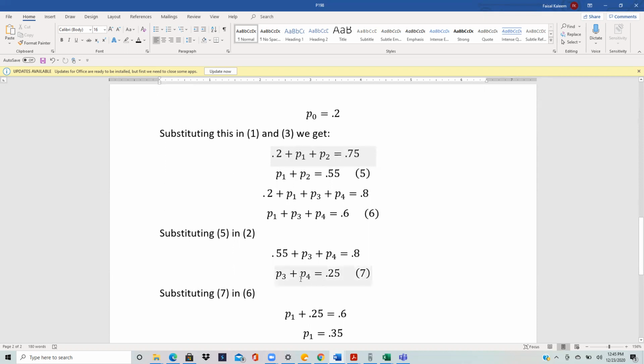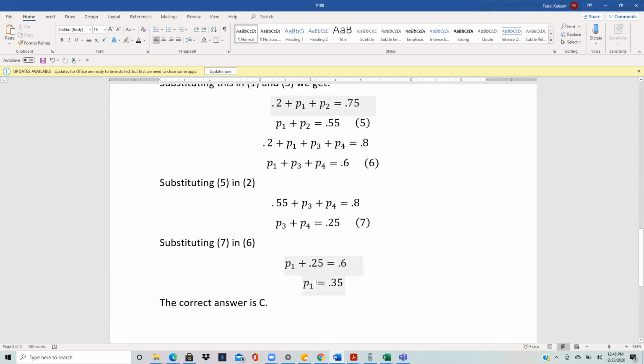And now when you substitute P3 plus P4 from 7 in 6, you get P1 plus 0.25 for P3 plus P4. So P1 plus 0.25 equals 0.6. That gives P1 equals 0.35. That was choice C.